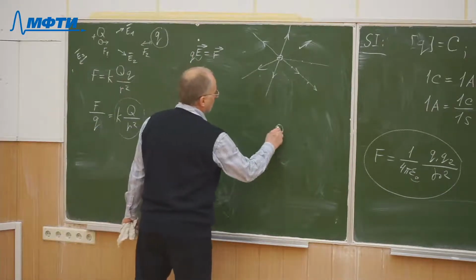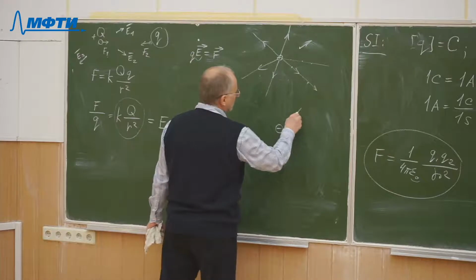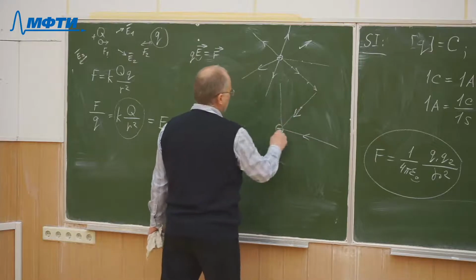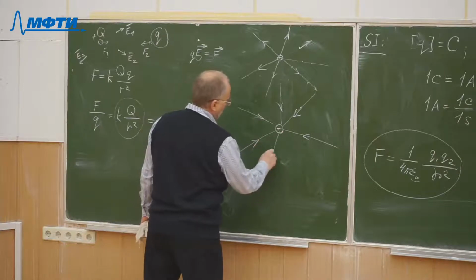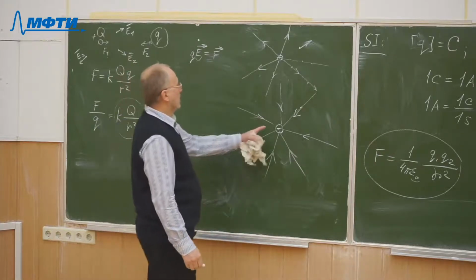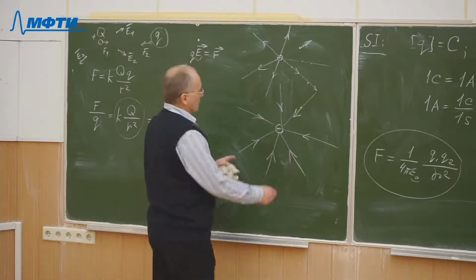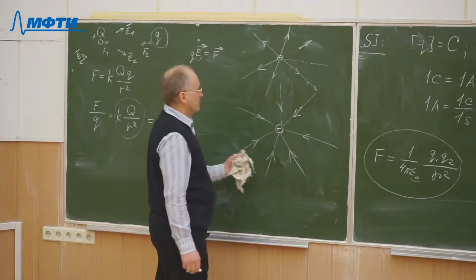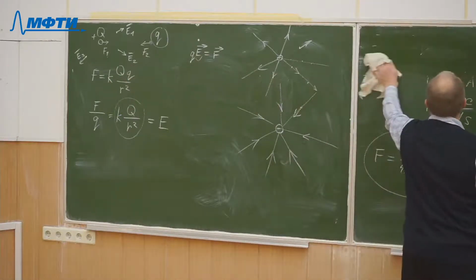If we take a negatively charged particle, then a positive probe charge will be attracted to the negative, and so the same electric field lines going along radii, but the direction of field strength will be different. It will be opposite to the case of positive central charge. So the negative point charge will have such a picture of field created by this charge in the space around it. What if we have two charges instead of one?